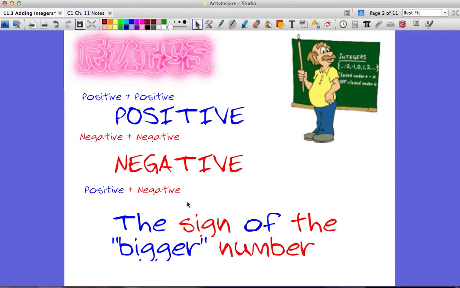Now what that means is the number that's further away from 0, whatever sign that number has is going to be the sign in your answer. So in this case, if I have negative 12 plus 6, even though I know technically negative 12 is less than 6, if I take the sign out of it, 12 is bigger than 6, which means it's further away from 0. And because 12 has the negative sign, I know that my answer has to have a negative in it.